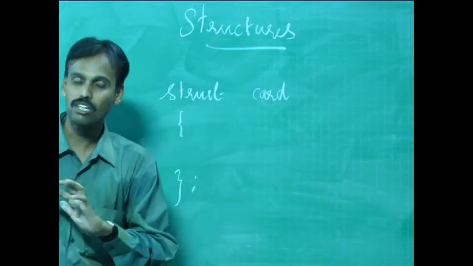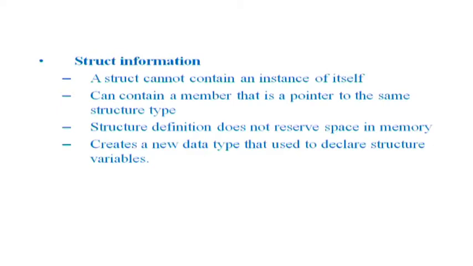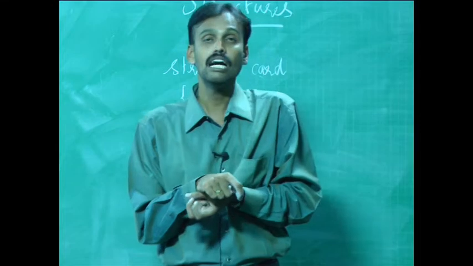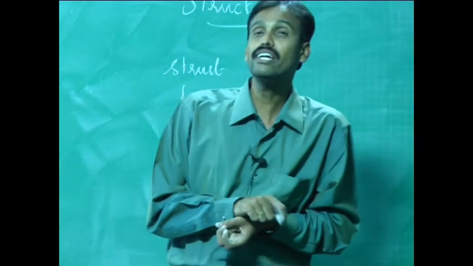A struct cannot contain instances of itself. A structure can never have instances of its own. That is, I cannot have an instance of card mentioned within this structure itself. This is not possible. It can contain a member that is a pointer towards the same structure type. Imagine it cannot contain an instance of itself, but rather can contain a member that is a pointer to the same structure type.